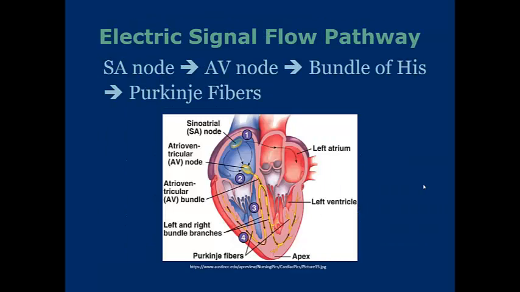The electric signal flow is constituted simply as SA node to AV node to the bundle of His to the Purkinje fibers. This is a gross oversimplification, but for the intents of the MCAT, this is as far as you need to go. For anyone who knows somebody with a pacemaker, that pacemaker is helping to regulate the electrical signal.